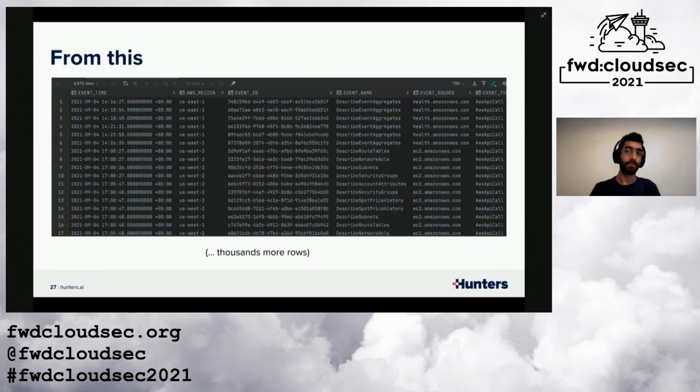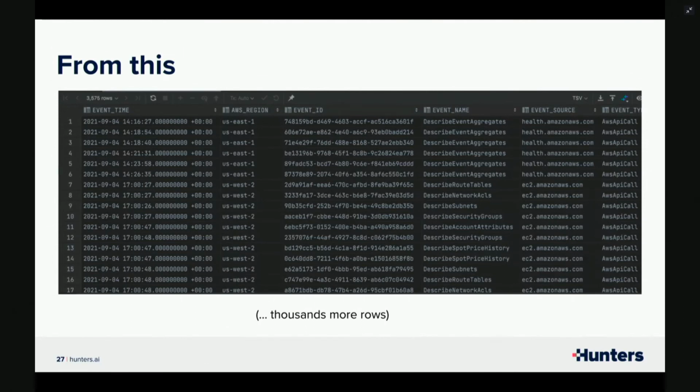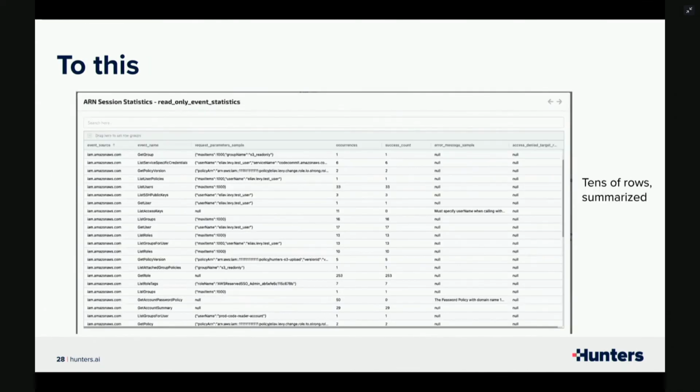So what does this give us? From thousands of rows with lots of events that take hours to look at manually, I know because I've done it many times, to get an understanding of what actually happened, we get a much more concise result that is more easily consumable, and you can get a quick understanding of what actually happened in the session just by glancing at it for 1 or 2 minutes. So looking at this, we can briefly see in the read-only statistics that the user looked at the group S3 read-only, and also looked at the user test user, and also at this prod code reader account user.